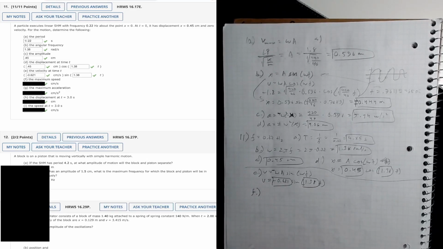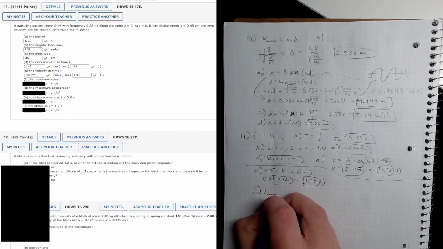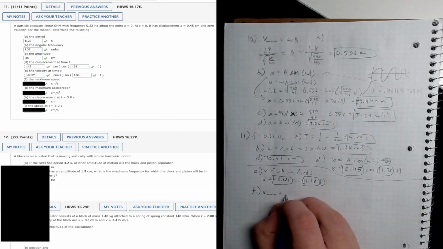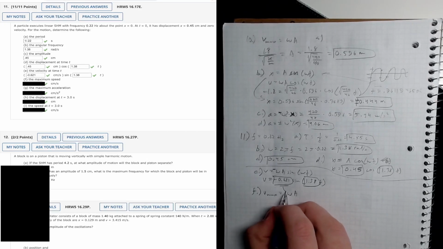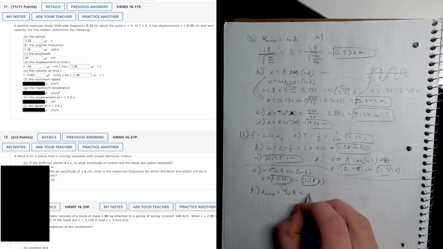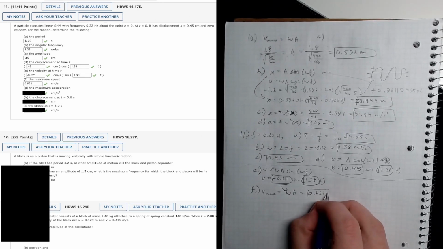Now for part F. It's a function, dude. Part F, maximum speed: v max equals wA, which has already been established to be that. The positive version is going to be 0.621 meters per second.